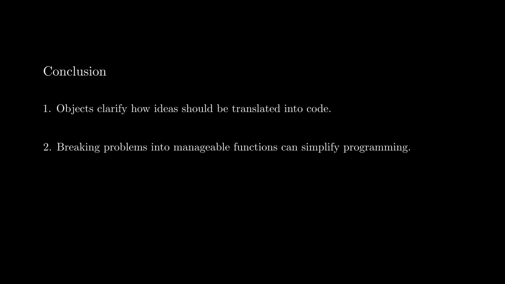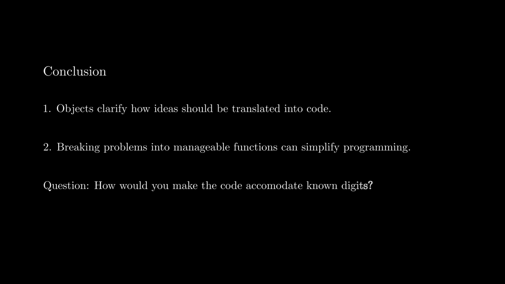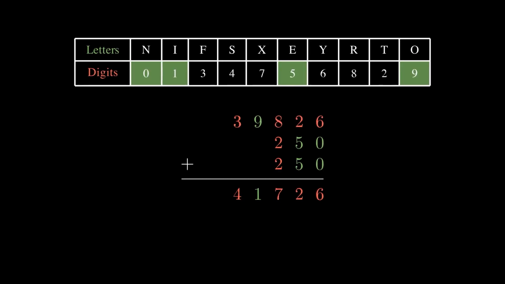I'll conclude this video with an exercise for the diligent viewer. How would you change your code translation to accommodate known digits? For example, in the original 40 plus 10 plus 10 equals 60 puzzle, we figured out pretty quickly that N has to be 0, E has to be 5, I has to be 1, and O has to be 9. Can you modify our class decomposition to support passing in letter-digit pairs that don't need to be permuted?